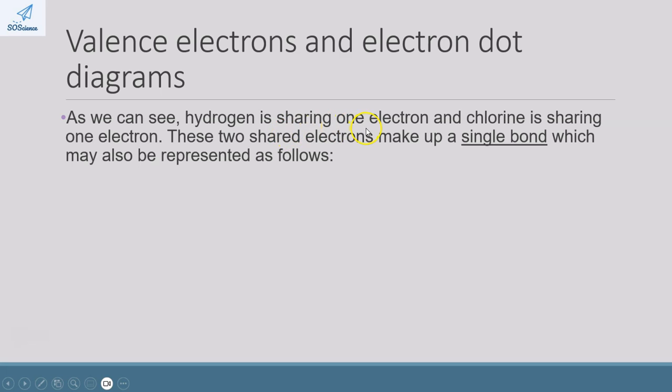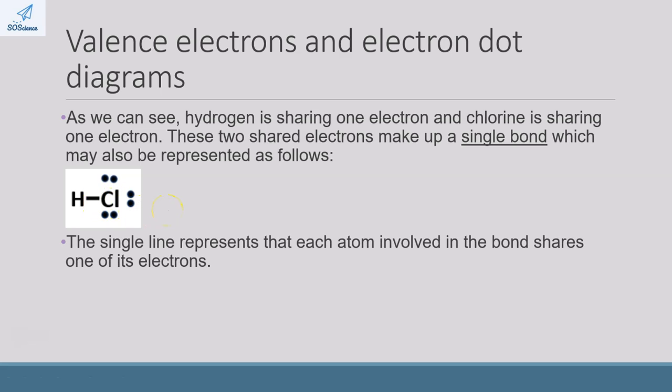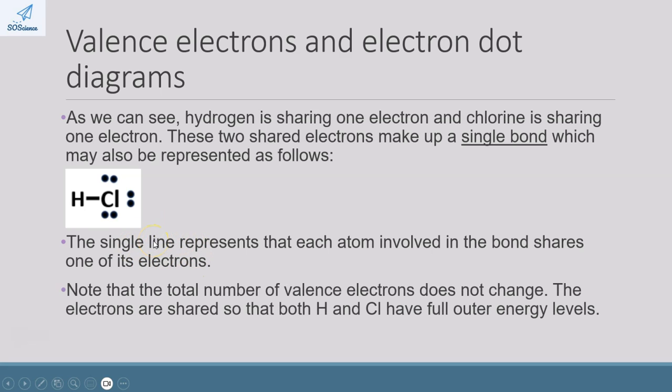As we can see, hydrogen is sharing one electron and chlorine is sharing one electron, and that makes what we call a single bond. So we can also represent a single bond. This line over here is a representation of a single bond, and it indicates to us that one of the electrons in that bond belongs to hydrogen and one of the electrons in that bond belongs to chlorine. So the single line represents that each atom shares one of its electrons.